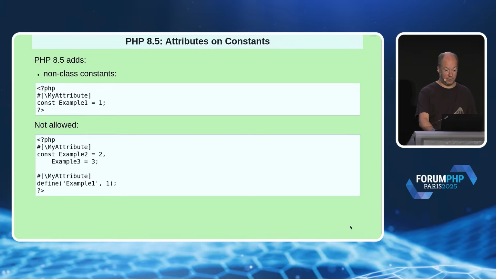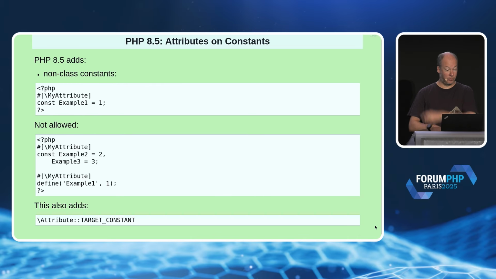Kind of useful, I suppose. I don't think I've used a global constant in a long, long time, though. Oh yes, of course, because we now also have a new target for the attributes, there's also this new extra enum class to go for attribute, the target constant one. Will I use this? Probably not.